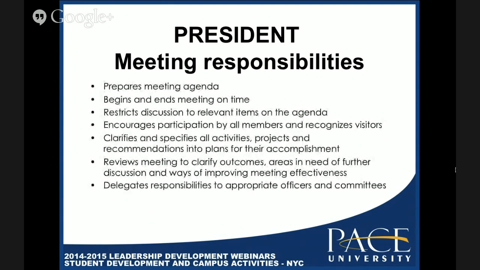The president's responsibilities during meetings include preparing the meeting agenda, beginning and ending the meeting on time, restricting discussions to relevant items on the agenda, encouraging participation by all members and recognizing visitors, clarifying all activities and projects, reviewing meeting details to clarify outcomes that require further discussion and offering ways to improve the meeting, and also delegating responsibilities to appropriate officers and committees.